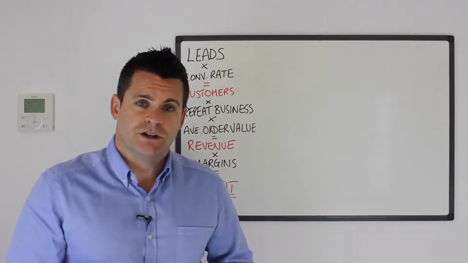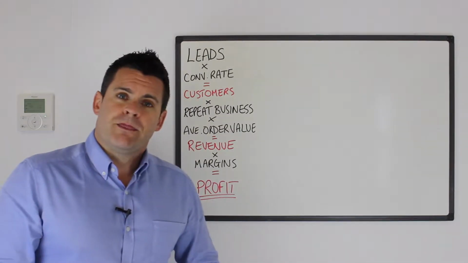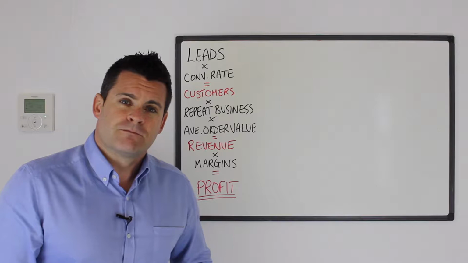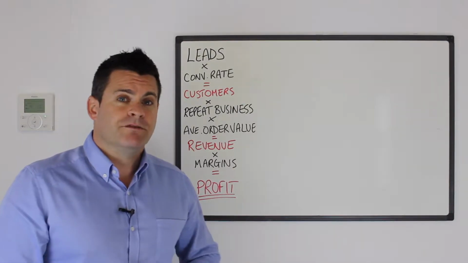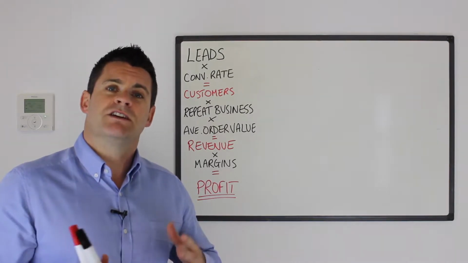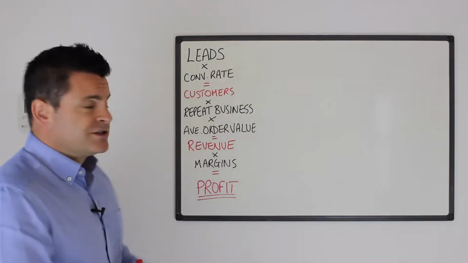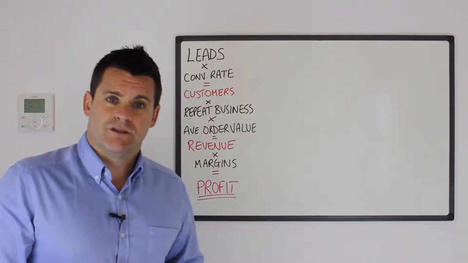Now, quick question for you. Why do you think customers, revenue and profit are in red? Most important? If you said most important, I'm afraid you'd be slightly wrong, because what's the mathematical sign in front of each one of those? It's an equal sign, so they're outcomes of the other areas, the 5 other areas.